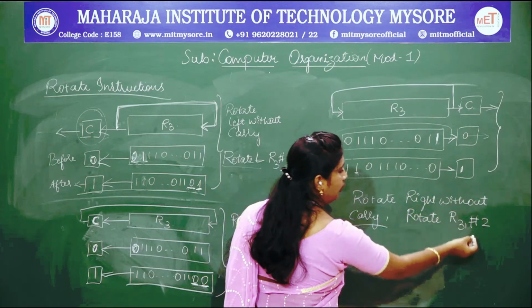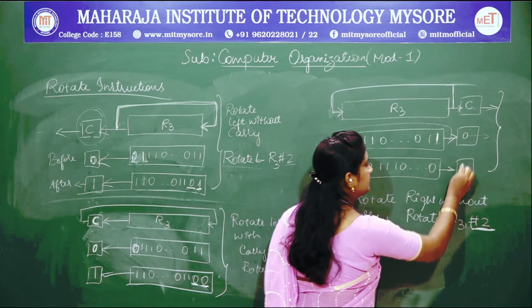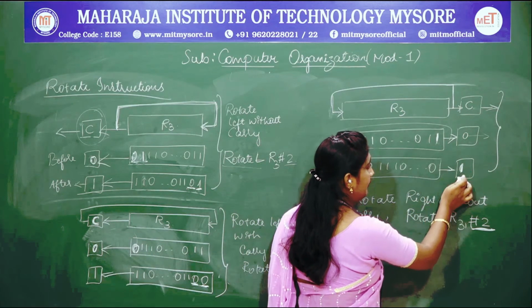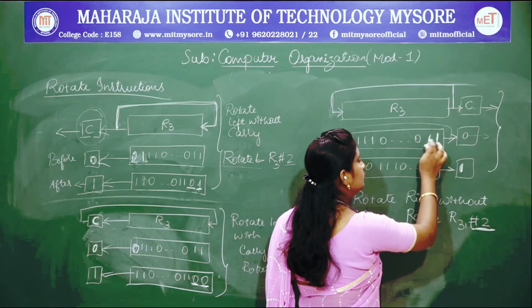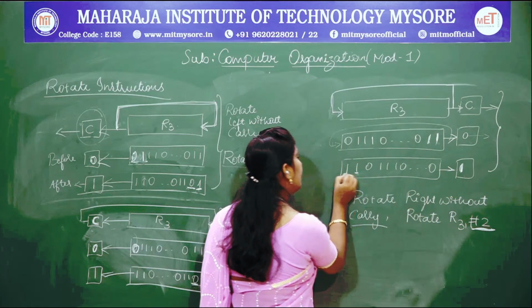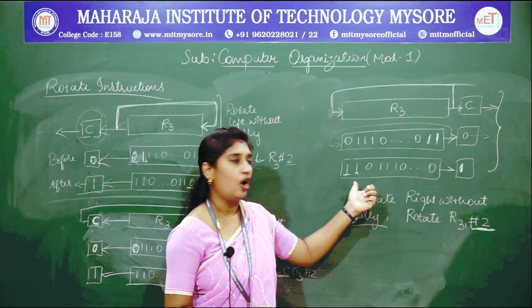Again in the next shift operation, why? Because I need to shift 2 times. So in the next shift, this 1 again comes and fits into here. Again the carry flag will be lost. Now this 1 comes and fits into the second empty position in your operand.